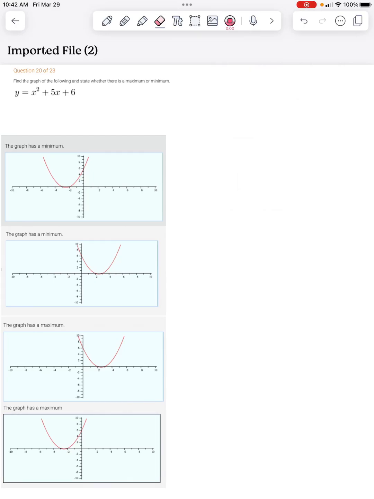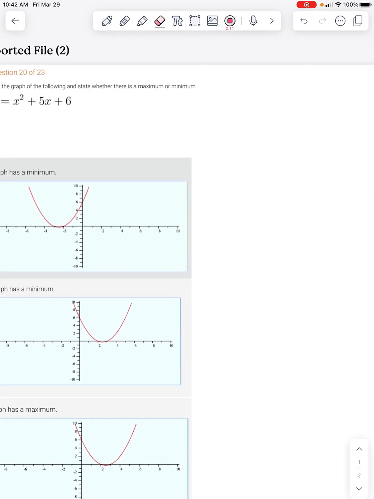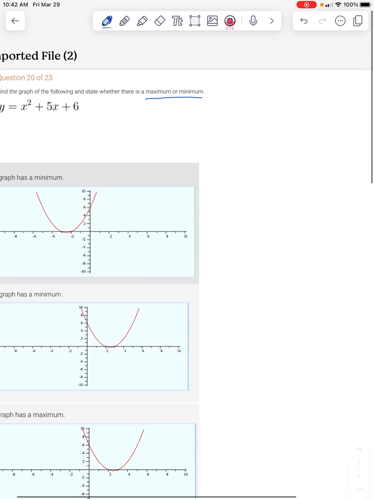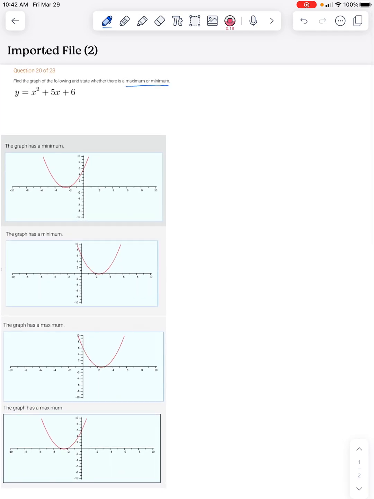Okay, Journey, here's the last one on the test that we're going to do together. This is number 20. We have to find the graph of the following and state whether there is a maximum or a minimum. So I think this is one of the ones I accidentally maybe had a choice on, so just ignore that. The first thing we're going to do, though, is try to use some process of elimination to figure out which ones show a maximum and which ones show a minimum.